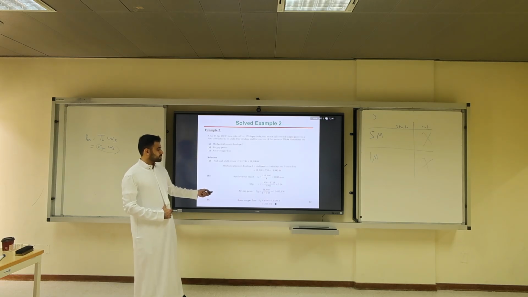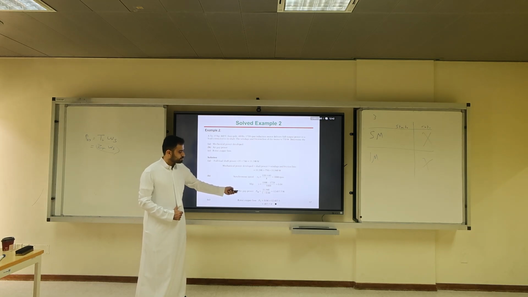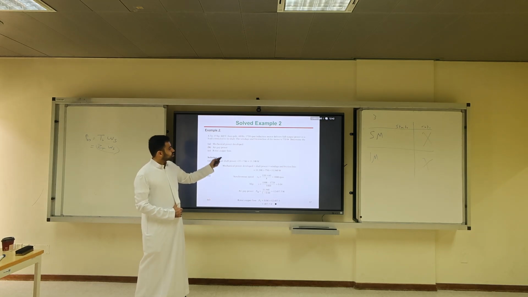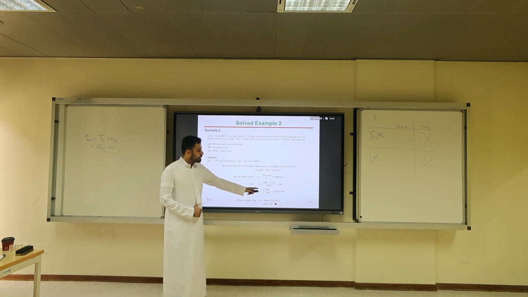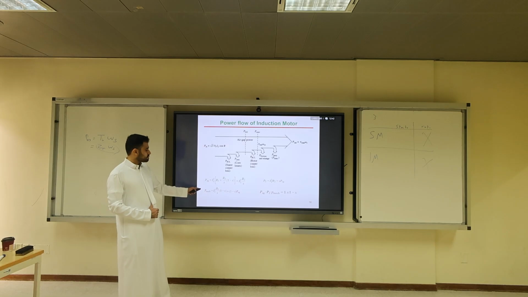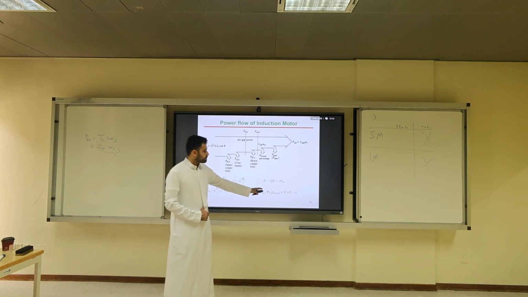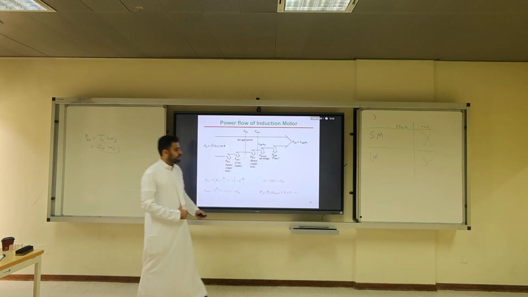so here, the question asks about mechanical power developed. We already calculated it. What is the air gap power? To get the air gap power, it is 11,940 divided by 1 over S. You can use this formula. Air gap power is P mechanical over 1 over 1 minus S.